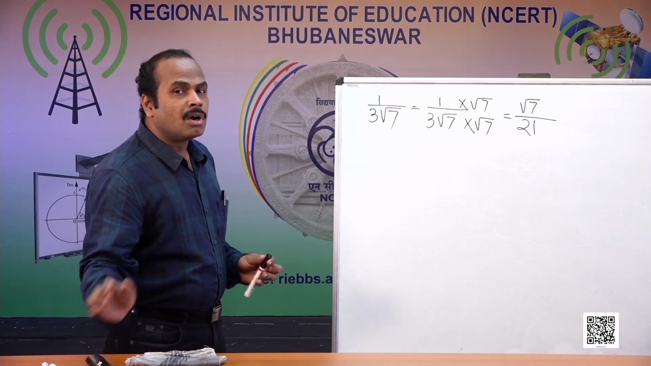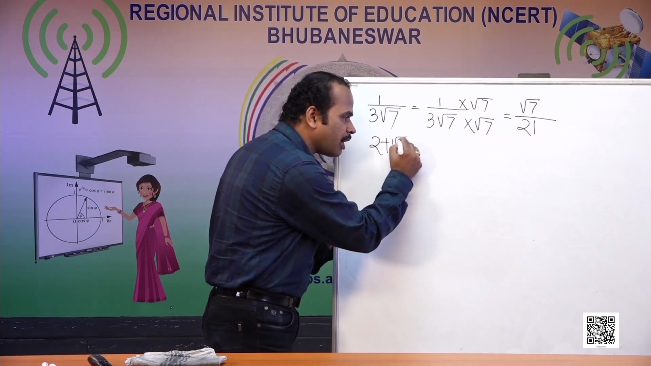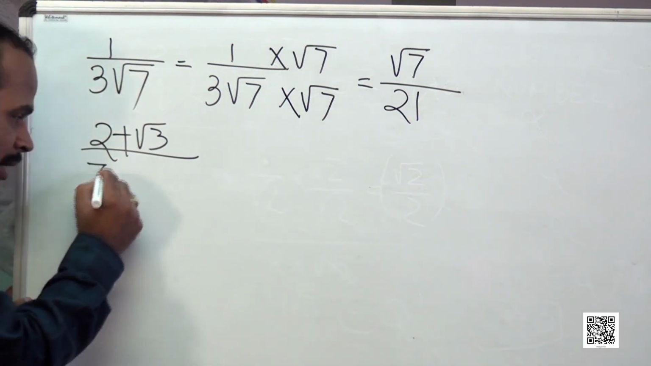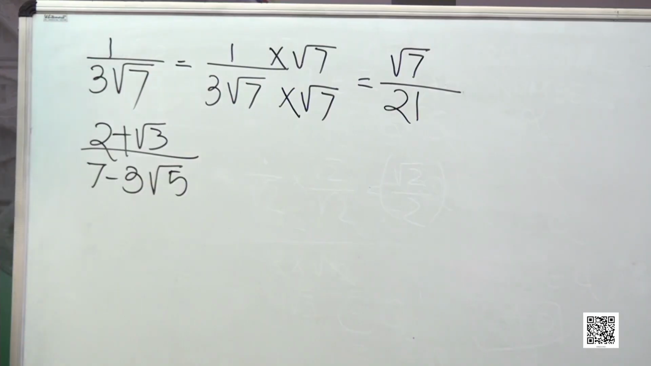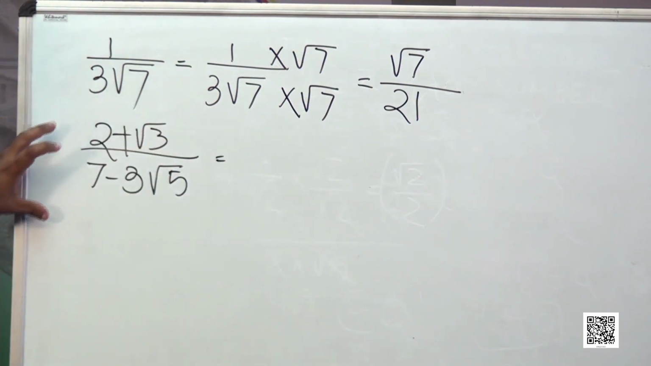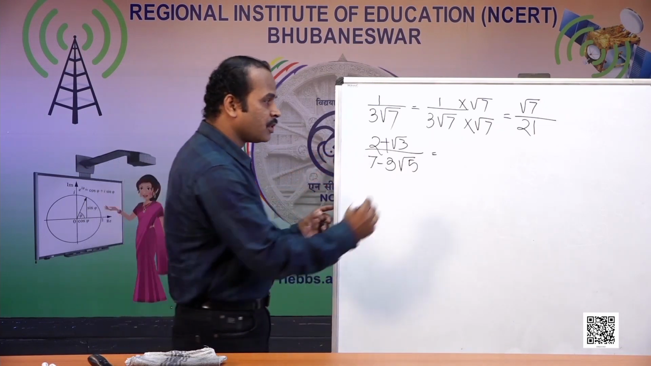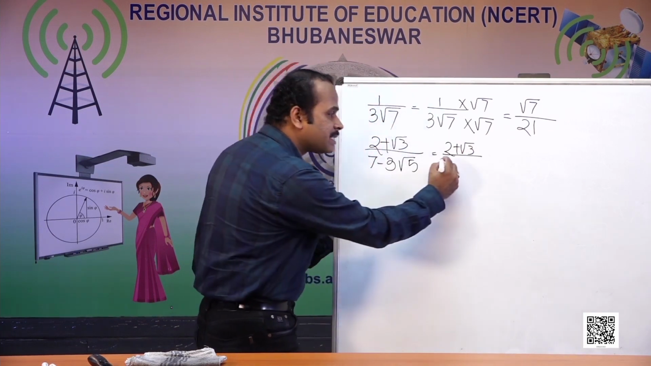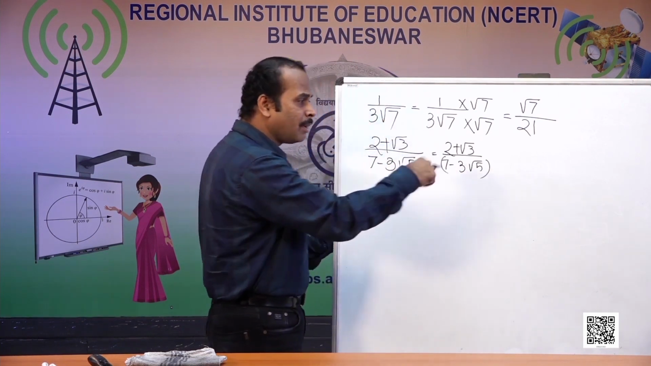Let us go to one more example. Let me take 2 plus root 3 by 7 minus 3 root 5. Look here, numerator and denominator both are irrational. In such a case, to make this denominator rational, what do I have to multiply? I will keep 2 plus root 3 as the numerator and 7 minus 3 root 5 as the denominator, but I will think about what exactly I will multiply here.